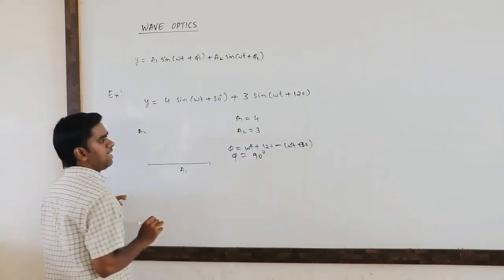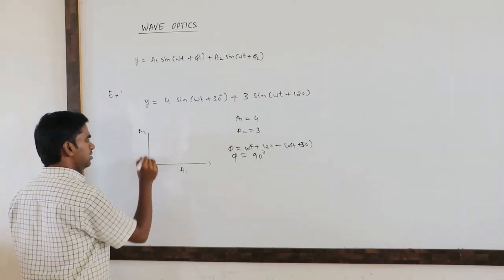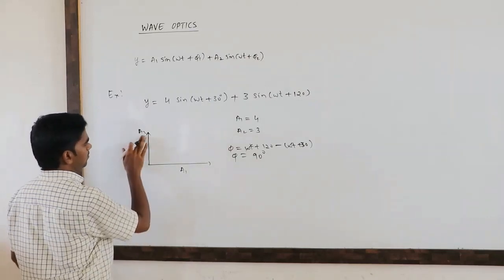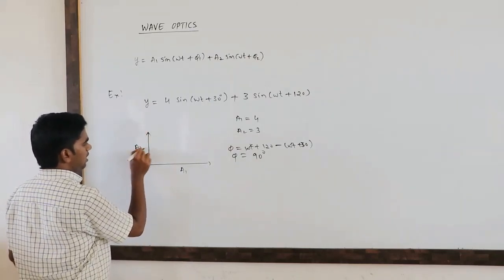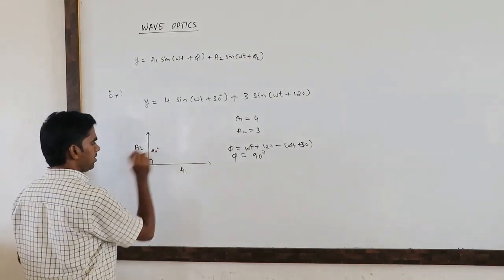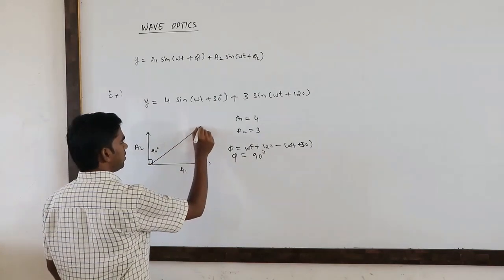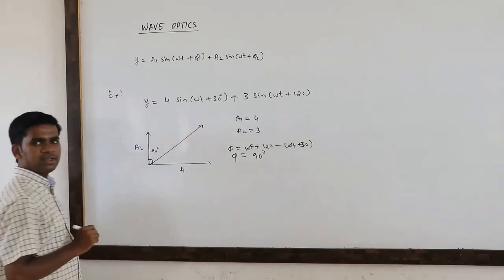So the angle between a1 and a2 is 90 degrees. This is a1 and this is a2. The angle between these two is 90 degrees, as given. So where will the resultant be? The resultant is going to be somewhere here. This is the resultant.